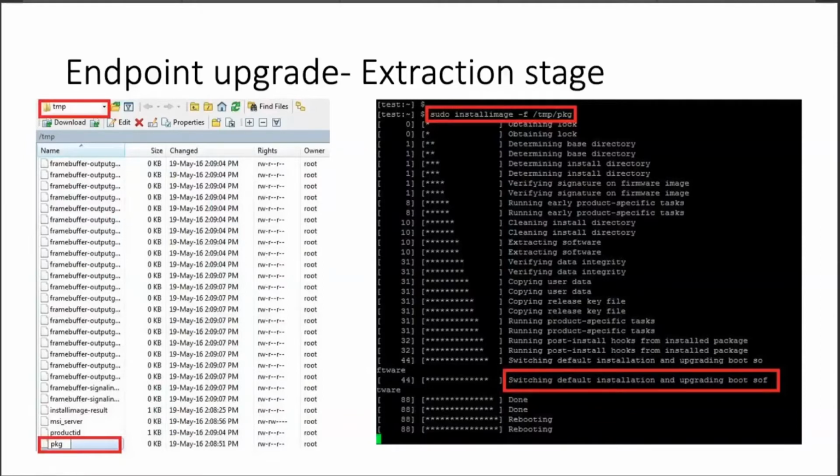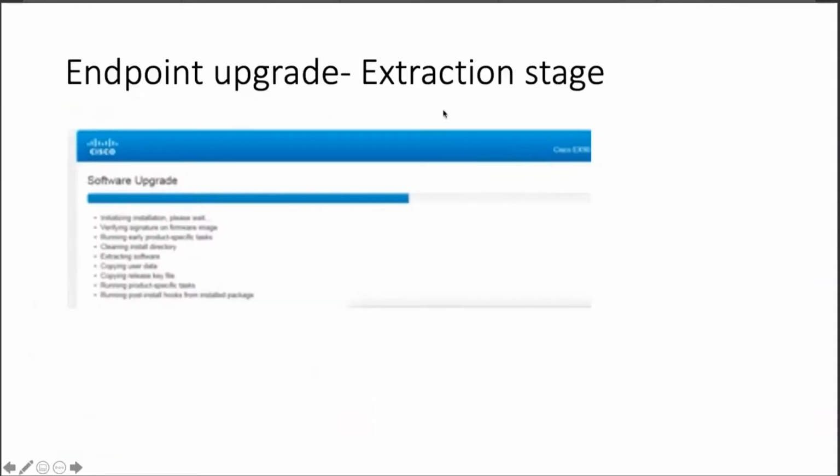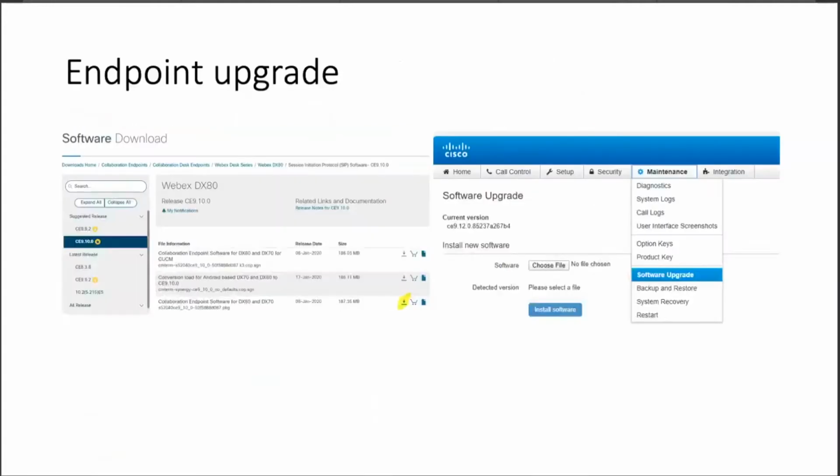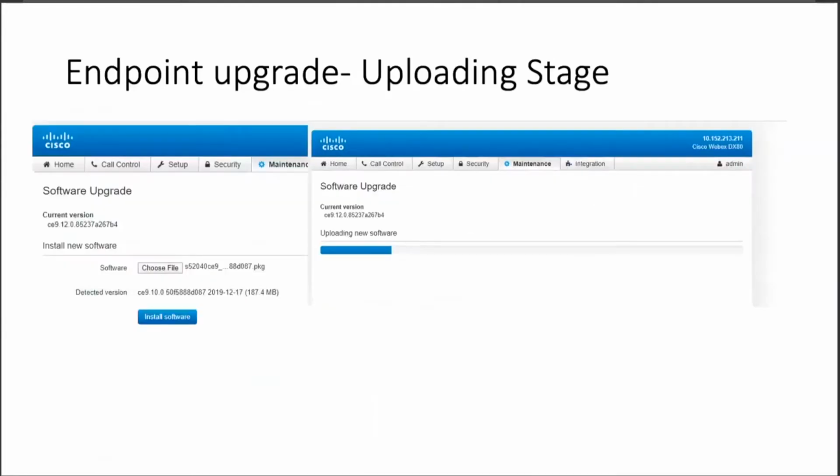Okay, so these are the two sections where your upgrade might fail, either the uploading stage or this extraction stage. This is the bar that you will see when it tries to upload. These are those sections which I showed you on the earlier screen, wherein it says running, cleaning up install directory, extracting software. The other screen that I showed you, wherein we try to upload, this is the upload section.